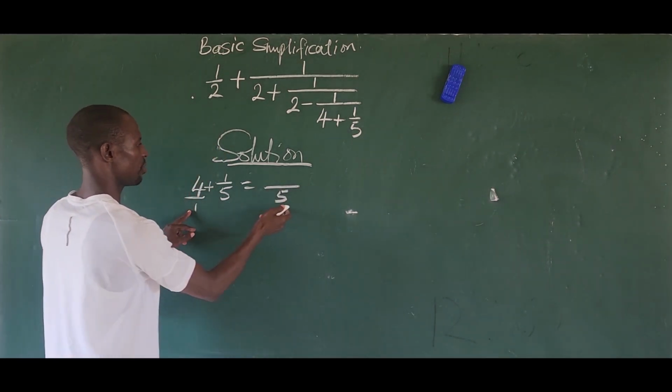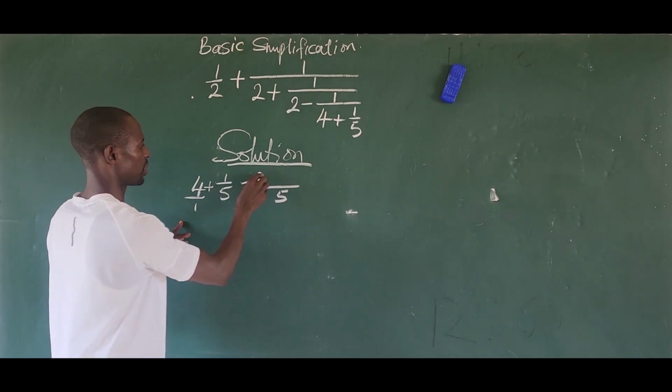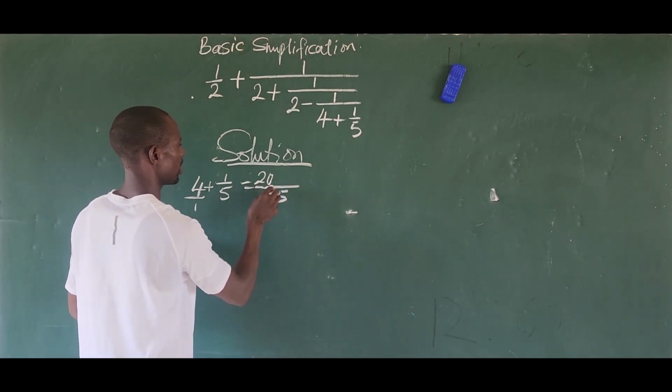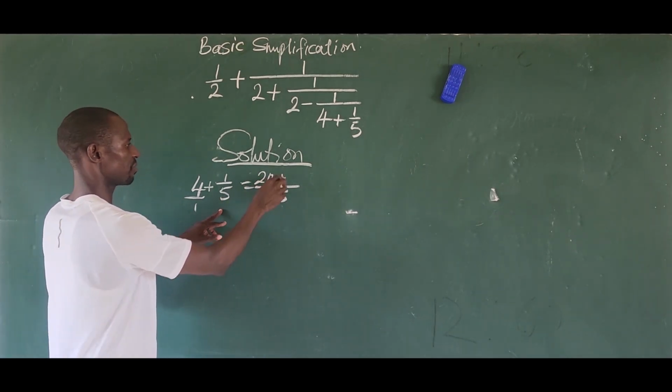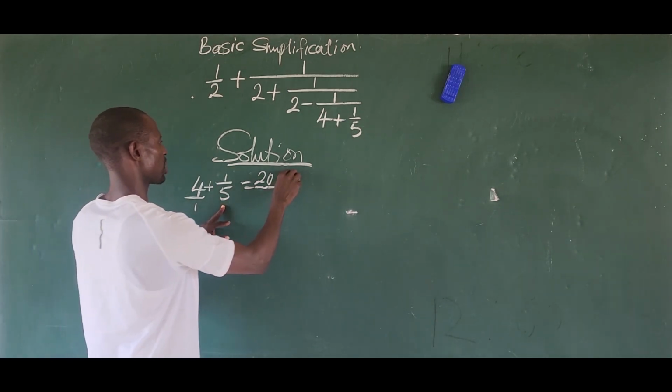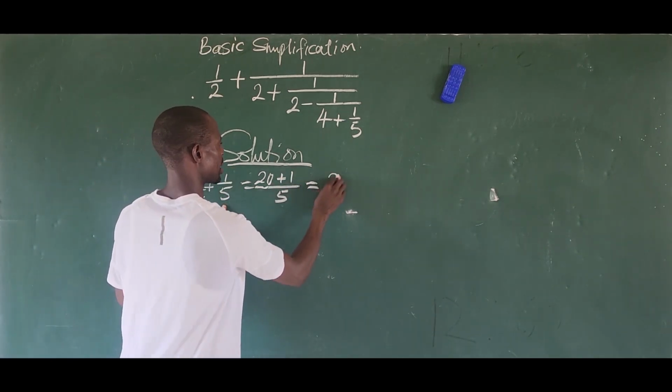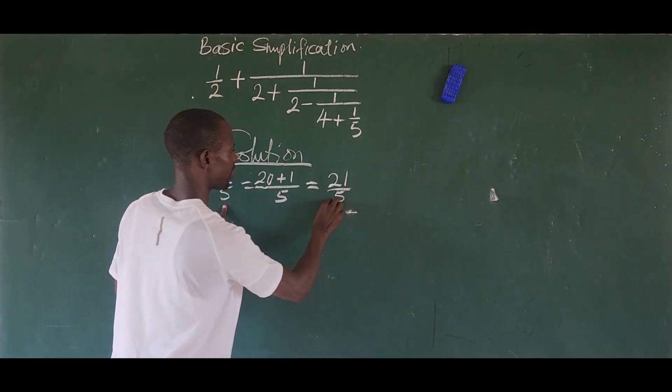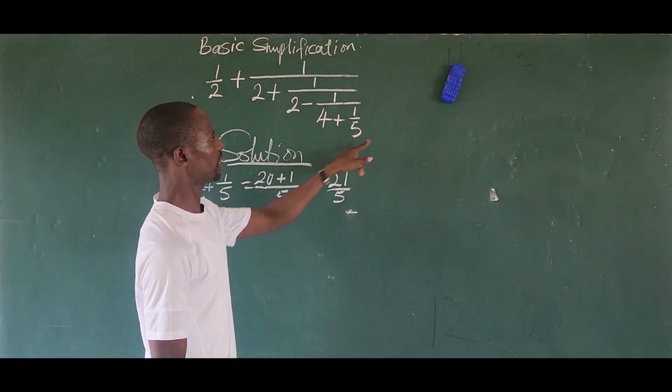So the LCM is 5. 1 into 5 gives us 5, 5 times 4 gives us 20, plus 5 into 5 gives us 1, and 1 times 1 gives us 1. So automatically this is 21 all over 5. That is for the whole of this.